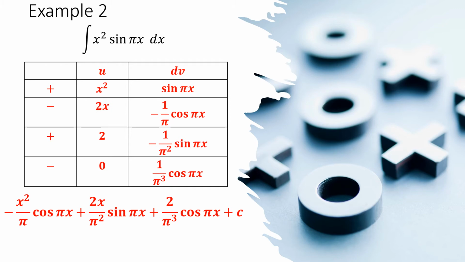So you're going to have, for instance, x squared, and that's going to go to the one diagonal from it. So it's going to go to this 1 over pi cosine pi x. And then this 2x, we're going to make it negative because, again, we're alternating the signs. So negative 2x goes to the negative 1 over pi squared sine pi x. And then positive 2 is going to go down to this one, which would be positive 2 times 1 over pi cubed cosine pi x. And I just wrote it a little bit neatly when I wrote my final answer.